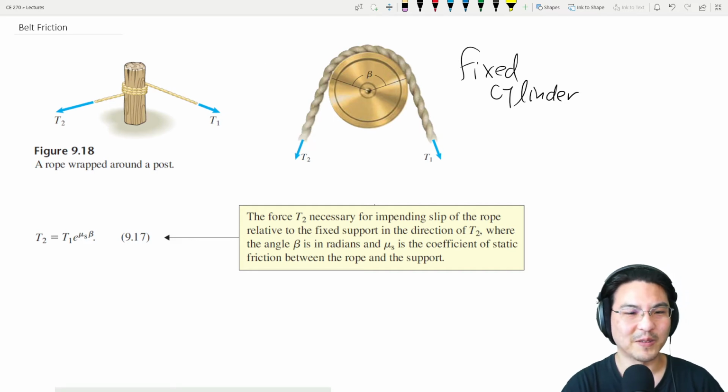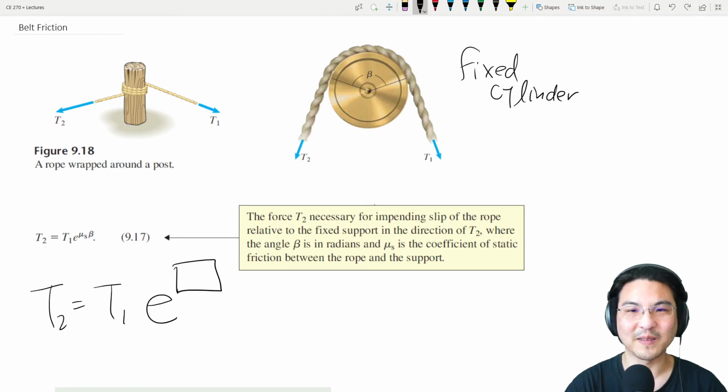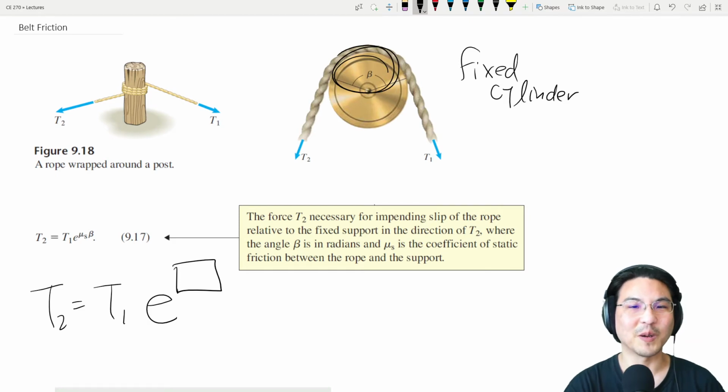So how does it relate to our formula here? Which side is more, T2 or T1? And the formula goes, T2 is T1 e to the something, right? And that's the coefficient of friction and some angle, this angle right here. I'll explain that in a minute. Now, this coefficient of friction is going to be a positive number. This angle right here, positive number.